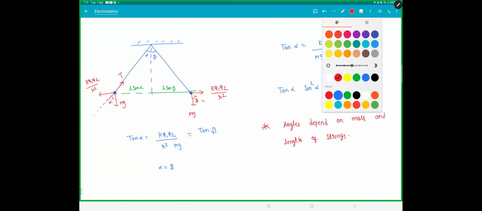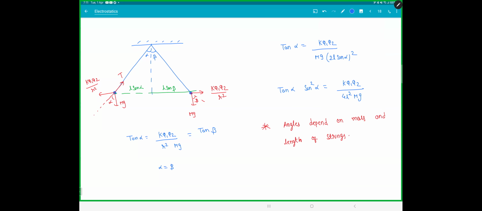Let's see a better one than this. This will be a mains level question. Any doubts on this? And remember, till now I'm teaching the same thing, K Q1 Q2 by R square. I didn't teach you anything new. Next one.